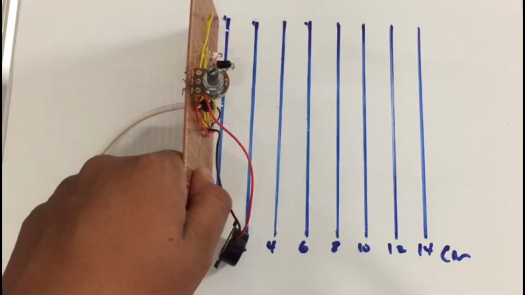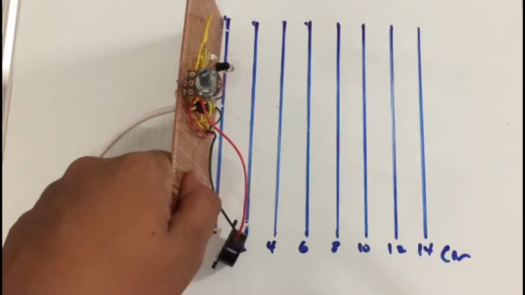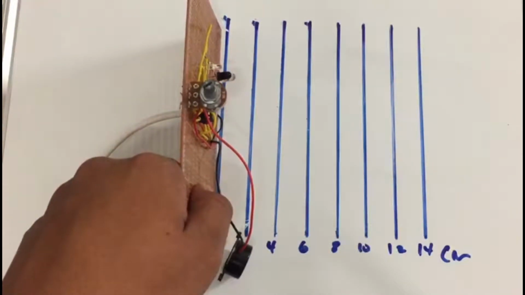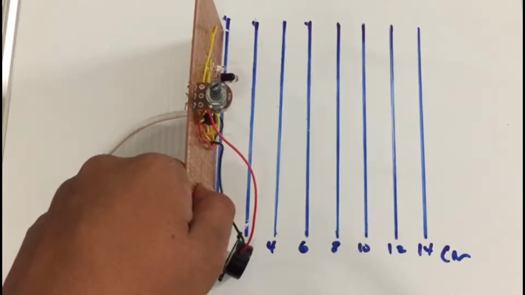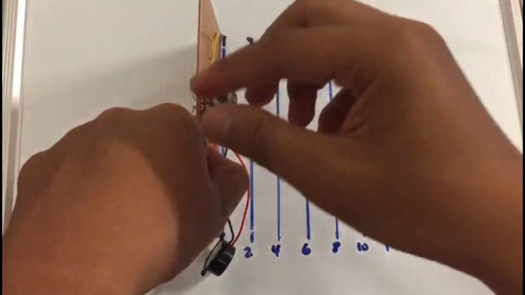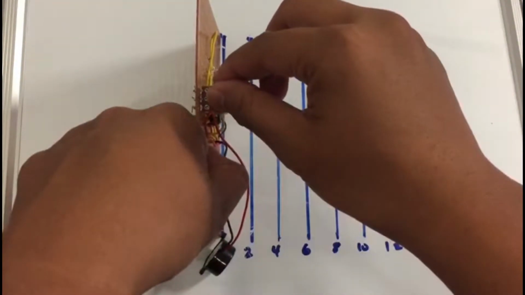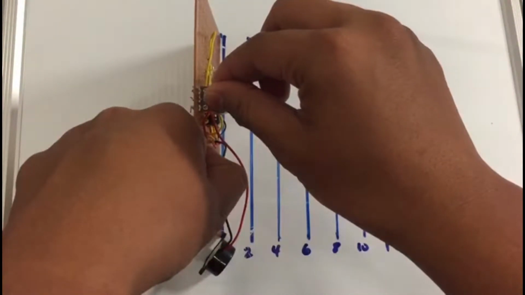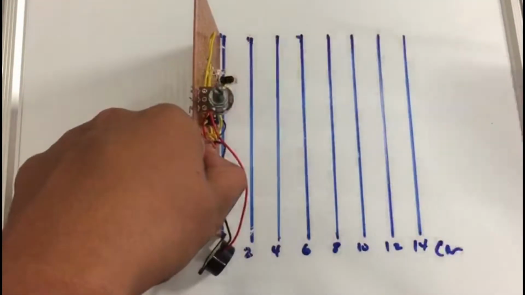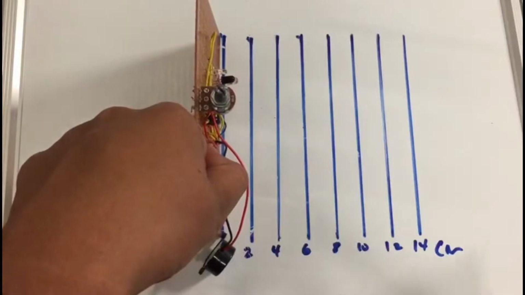Moving on to the result and analysis. We carried out an experiment to test the IR proximity sensor in detecting an object from a distance by adjusting the variable resistor from a high to a low value. Now we reduce the resistance to the lowest value. Let's see the result.